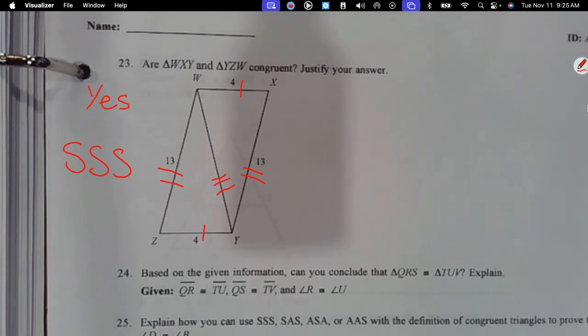Let's see what's next. It might be the next problem. I think the next two are on there.